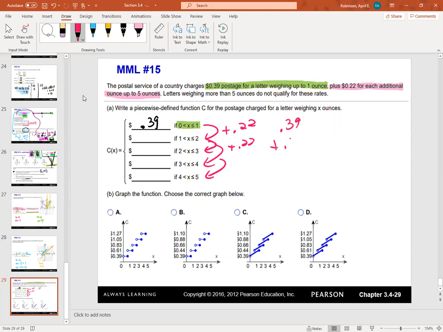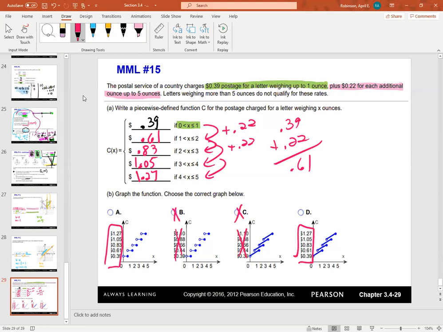So 0.39 plus 0.22 gives me 0.61. Add another 22 cents, you get 0.83. Add another 22 cents, it's $1.05. Add another 22 cents and it's $1.27. Now, when I look at my pictures down here, those are the right numbers, and those are the right numbers. Those are not the right numbers. So it's not B or C.